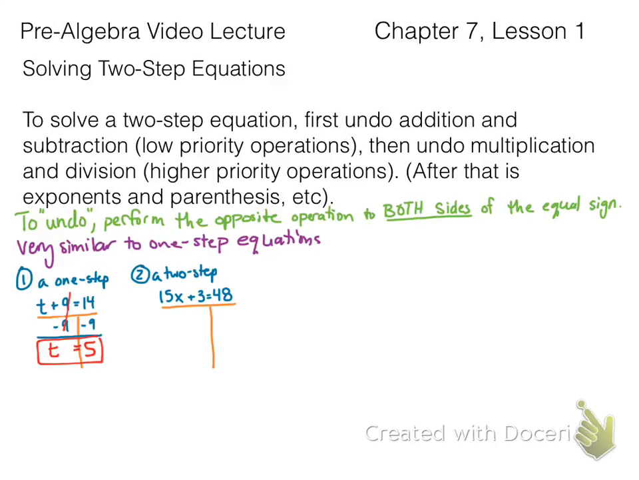But I take care of low priority things first, which means that if I'm going to undo something, I need to undo addition and subtraction first. So I'm going to subtract 3 on both sides because it's the opposite of what's going on. If 3 is being added, then I need to subtract 3 on both sides. That's going to cancel out, leaving me just 15x.